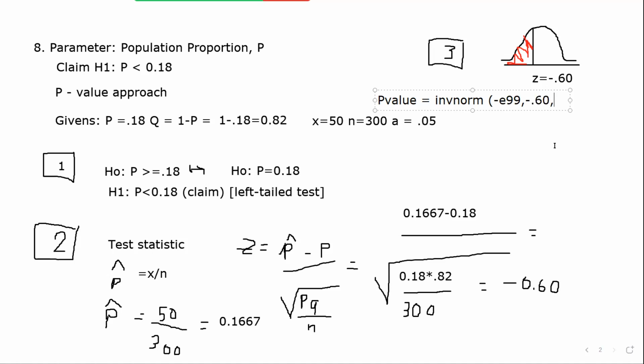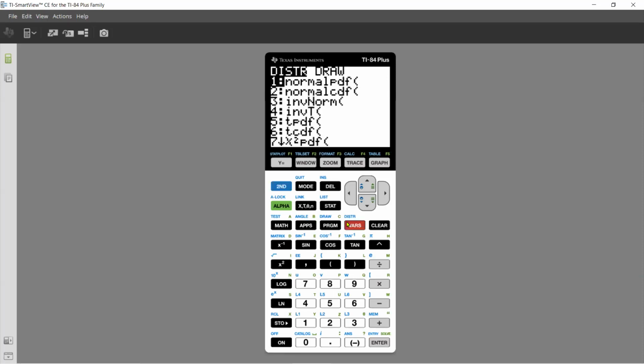Inverse norm, negative E99, 0.60, negative 0.60, sorry, 0 and 1. So then, let's see if we agree on our results. This is a good review. Second distribution. When you mean E99, do you mean negative infinity? Negative, it's negative because it's on the left.